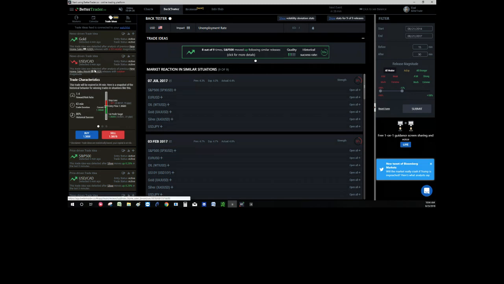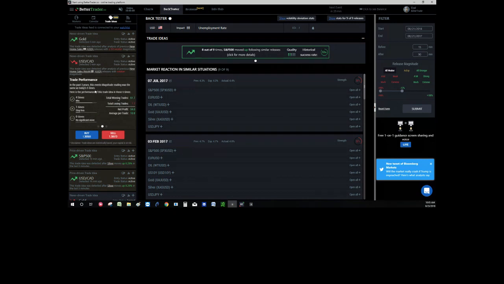This trade idea was detected after analysis of previous new home sales month-for-month releases with weaker magnitude. So the same situation that we experienced now happened in the past. And in the same situation, the system indicated that USD Canadian dollar went down. And 80% historical success. Let's see what it means. This situation happened in the last 3 years.